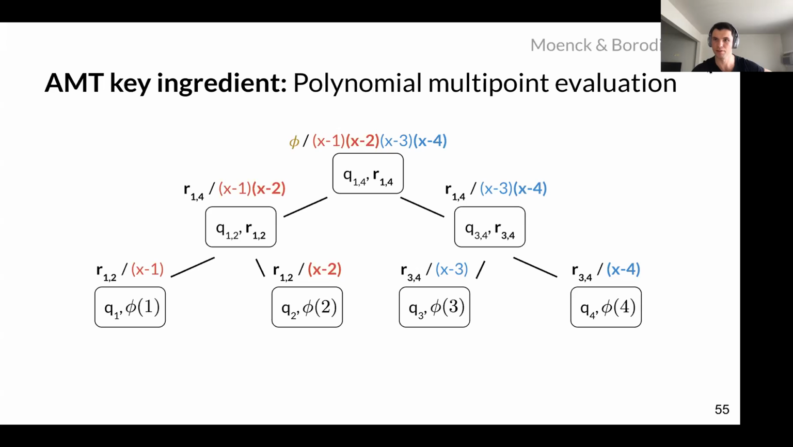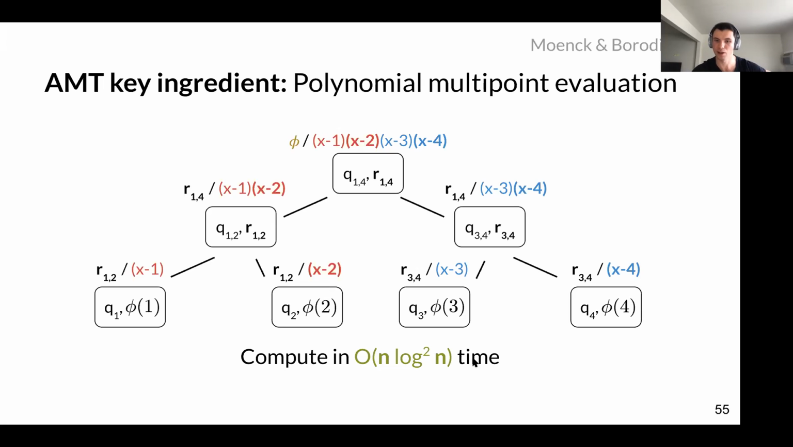So this is an algorithm from 1972 by Moenck and Borodin. Now, the intuition behind why you get the evaluations is, if you look at what you're doing here, you're taking phi modulo this and you're getting a remainder. Then you're taking that remainder modulo this, you're getting another remainder. And you're taking this remainder modulo x minus 1. Well, really what you're doing is you're computing phi modulo x minus 1 in a really indirect fashion. And phi modulo x minus 1 by definition is phi of 1. So that's what gives you the evaluations in the leaves.